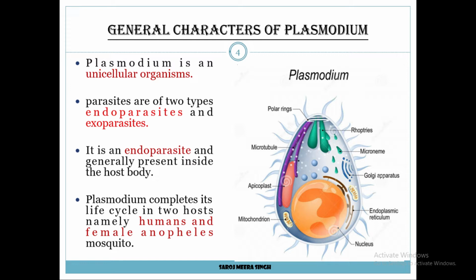Parasites are of two types. The first one is endoparasitic and the other one is exoparasitic. Endo lives inside the host body, exo lives outside of the host body. Plasmodium completes its life cycle in two hosts, namely humans and the female Anopheles mosquito. Man is the intermediate host and Anopheles is the primary host of this parasite.